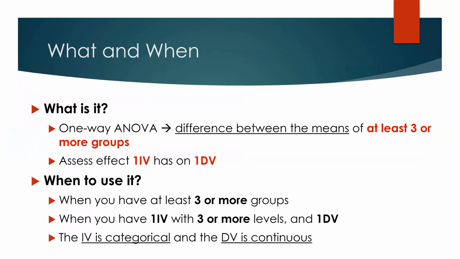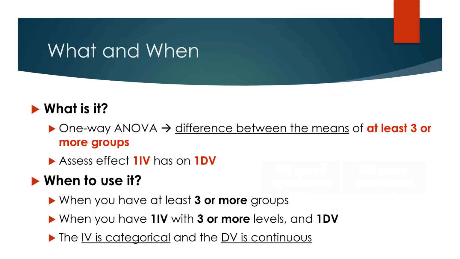Okay, so let's talk about the what and the when. We already talked about this, so I'll just review it briefly. The one-way ANOVA looks at the difference between the means of at least 3 or more groups. Okay, it has to have at least 3, or more than 2, right? So at least 3 or possibly more. One IV is being assessed for its effect on one DV. So those are the situations when you would use it.